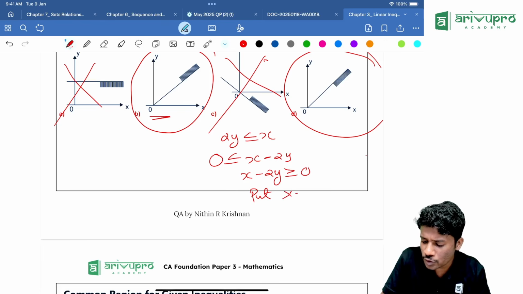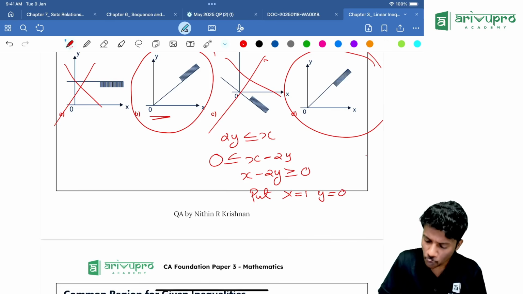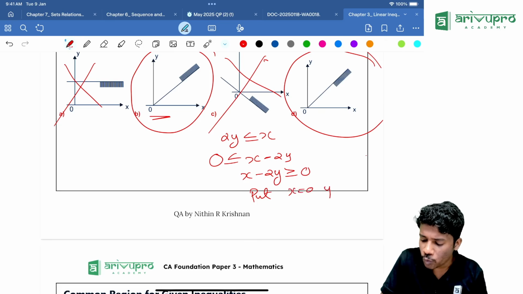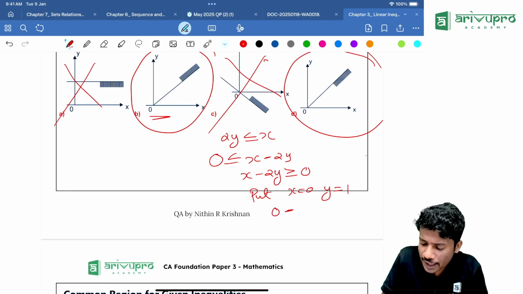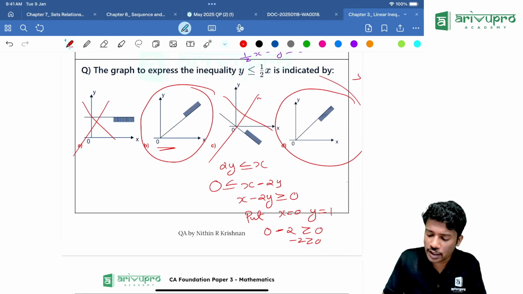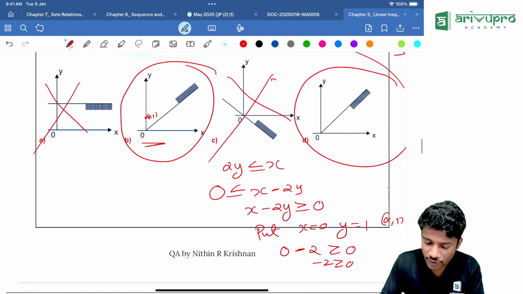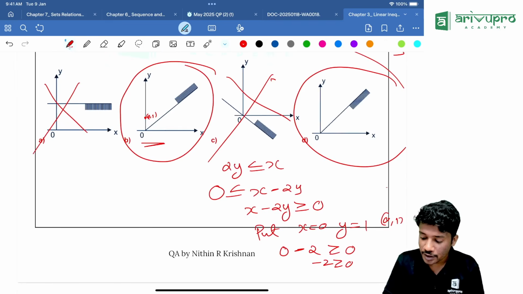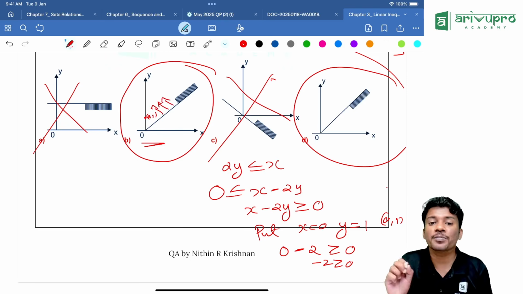Put x is equal to 1, y is equal to 0, or we can take x is equal to 0, y is equal to 1. Anything is fine. Now substitute over here: 0 minus 2 greater than or equal to 0. Is minus 2 greater than or equal to 0? No. Now my question is 0 comma 1. The point 0 comma 1 is where in the graph? Here. 0 comma 1 is over here. Correct? Now they are telling whenever I am assuming a point 0 comma 1, it is not true. That means can it be towards this side? No, it cannot be towards that side.